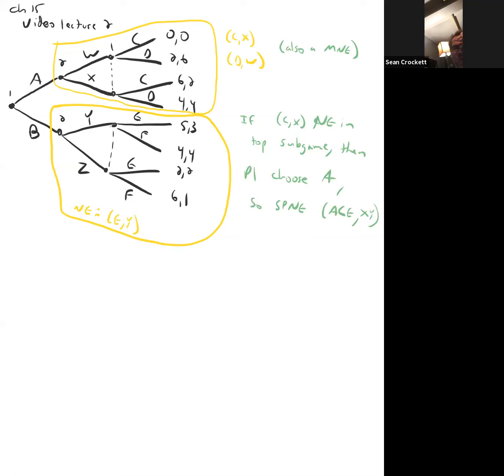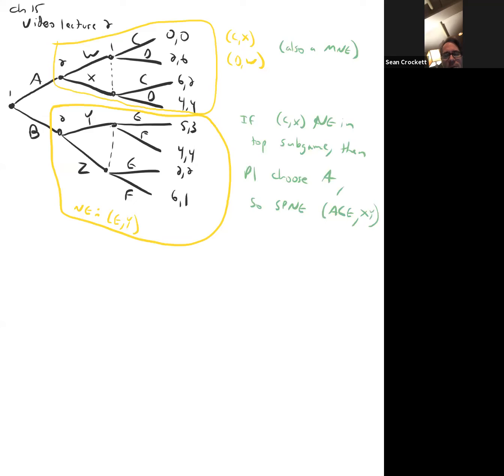So that's one subgame perfect Nash equilibrium. Player one believes that the top subgame will be played CX, so he plays A because the payoff is better than playing B, and he has to be correct in his belief. If he was incorrect, and the top subgame would be played in a different equilibrium, then player one would want to revise his strategy, so it can't be an equilibrium.